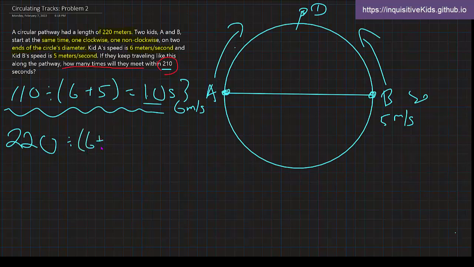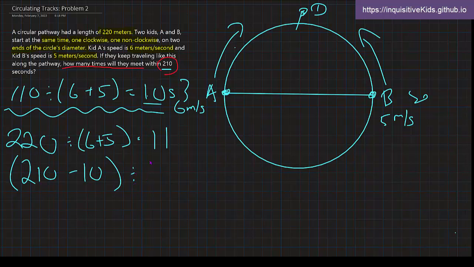by 6 plus 5, we get 11, which means, you know, this is distance, this is their speed, so this is the time. So each time they meet like that, it takes 11 seconds. So now if we know that, then we can take the remaining seconds. So we know that there's the total limit of 210. And then we subtract 10 seconds from that.